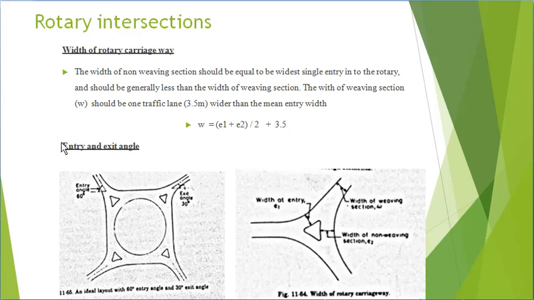Next factor is entry and exit angle. Okay, in the first figure I have explained what is entry and exit angle. This is the entry angle, this is the exit angle, and for ideal layout, for ideal design, the entry angle should be 60 degree and exit angle is 30 degree. Usually we are keeping entry angle as 60 degree and exit angle as 30 degree. Entry angle will be double that of exit angle.